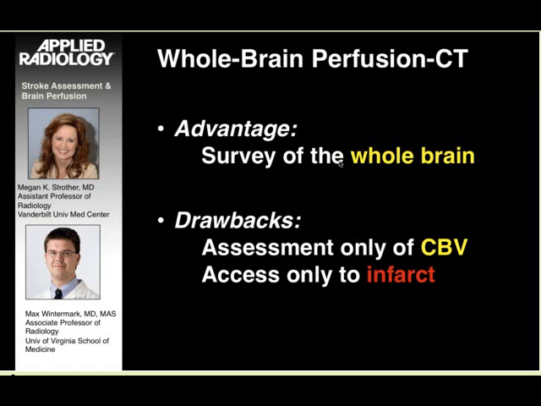The drawback of this whole brain perfusion CT technique, as I described it, is that you can only assess the cerebral blood volume. So it's good, it gives you some information about the infarct, but you don't get the information about the mean transit time and the cerebral blood flow that you need in order to assess the ischemic penumbra. And again, that's something that Dr. Strother discussed. The infarct score gives you already a certain piece of information, but at the same time, the target of your treatment is the ischemic penumbra, so it would be nice to also access that piece of information.